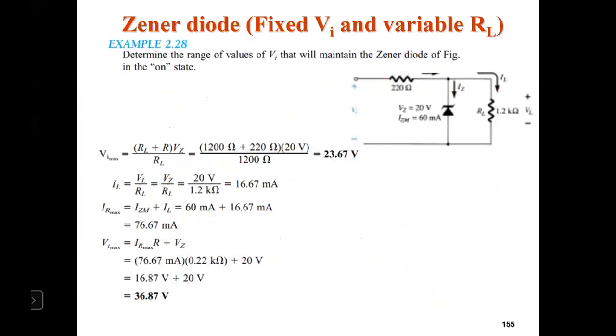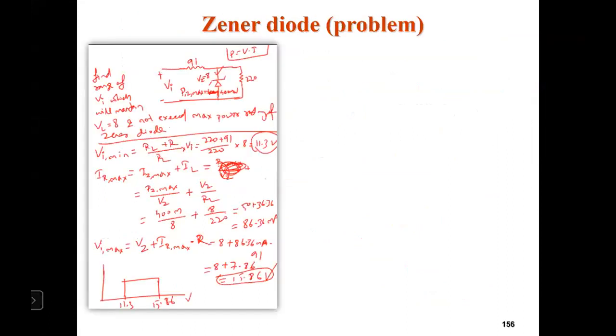Okay, so this problem is already solved on the left side. It is a solution which was done previously and has been given in the slide. So let us solve this one. The lower part is the solution, but before that, above this line, it is the question. Look at the question: find the range of Vi which will maintain this VL at 8 volt and not exceed the maximum power of this Zener diode.